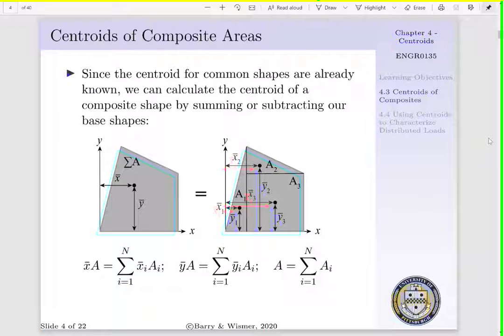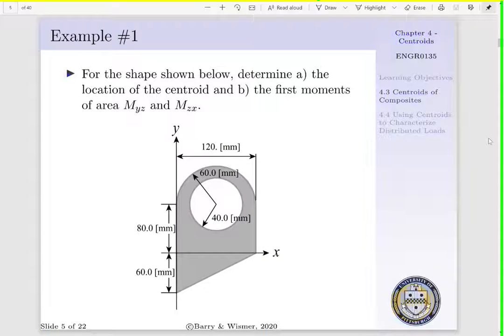Now, what's nice about this is we know x bar 1 and y bar 1 of our triangle. It's just 1/3 of base and 1/3 of height measured from the heavy side. And we know the area, 1/2 base times height. Using principal shapes, we can easily populate now our equation to calculate the centroid of a composite body. Let us look at an example.